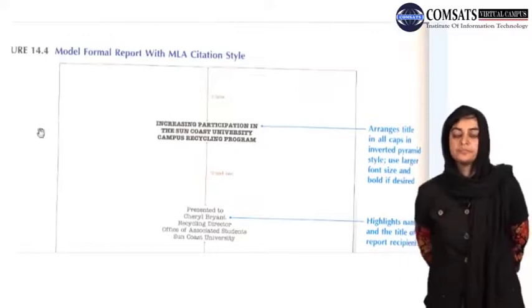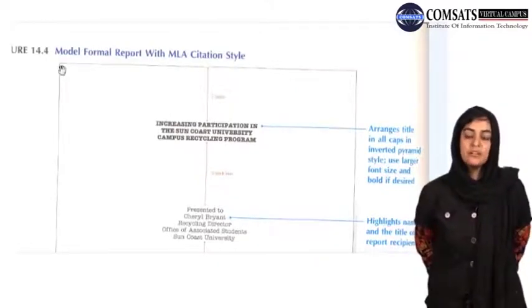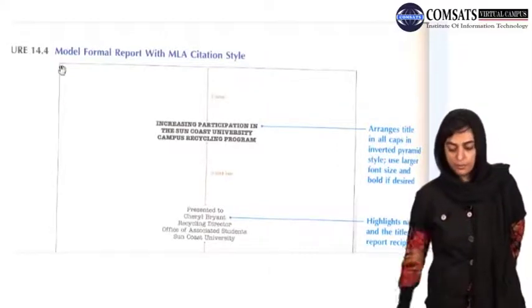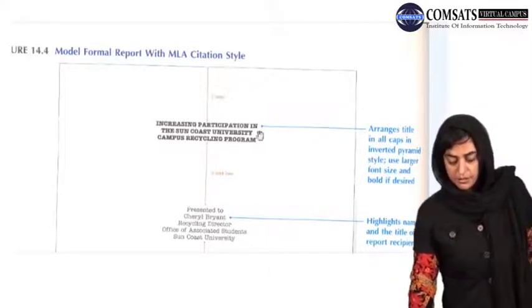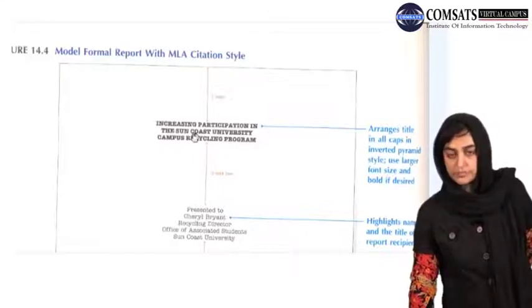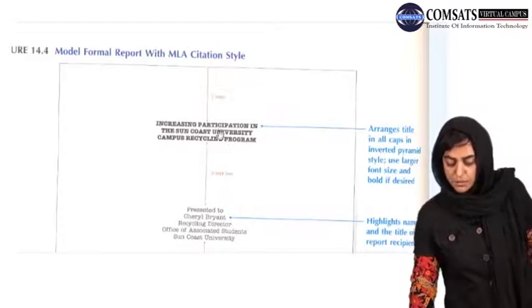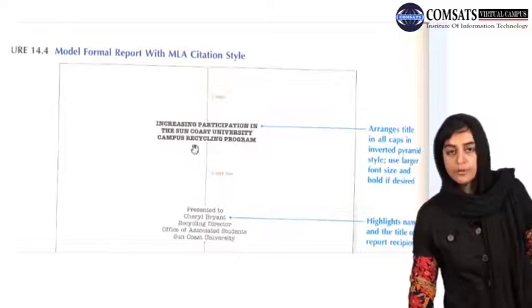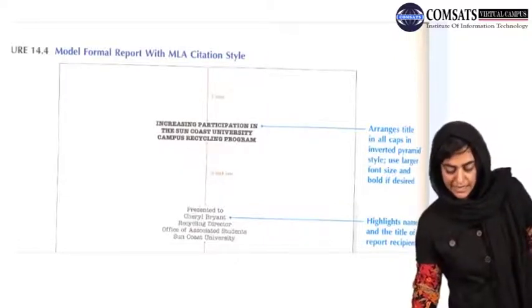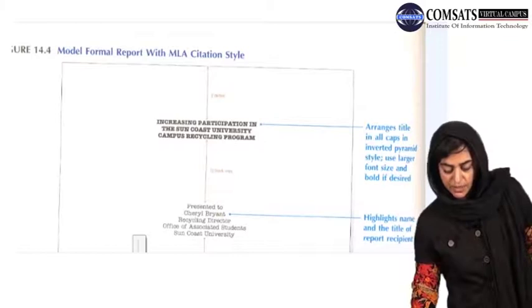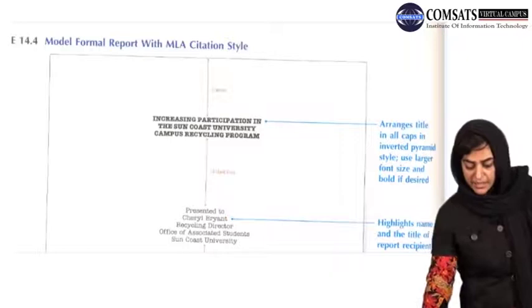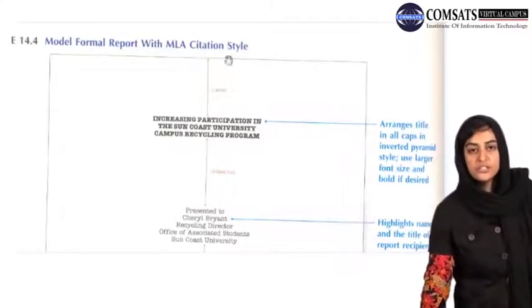Now let us see what should be added to the title page of a formal report, and this is an optional part, again I repeat, for an informal report. First, the title itself, the title of the report. Increasing participation in the Suncoast University campus recycling program. Dear students, on the title page, first thing that is given is the title. Remember one thing, normally the recommended distance from the upper margin is 2 inches.